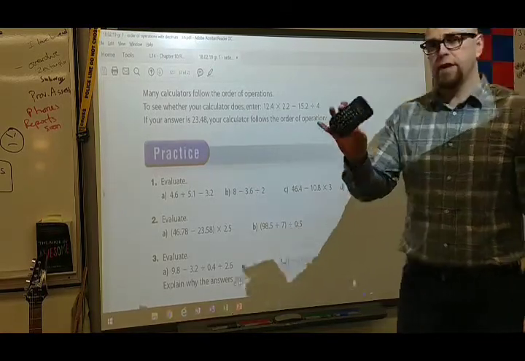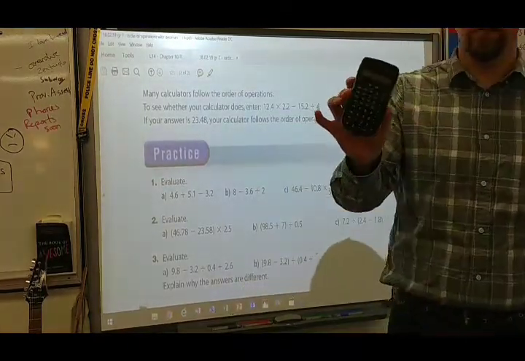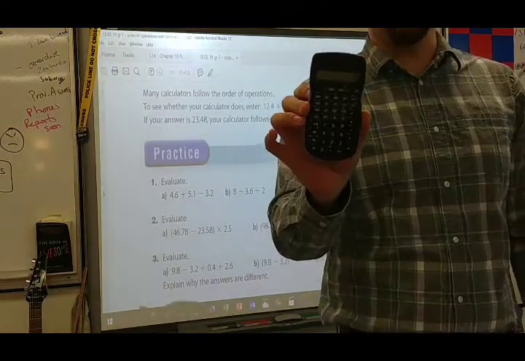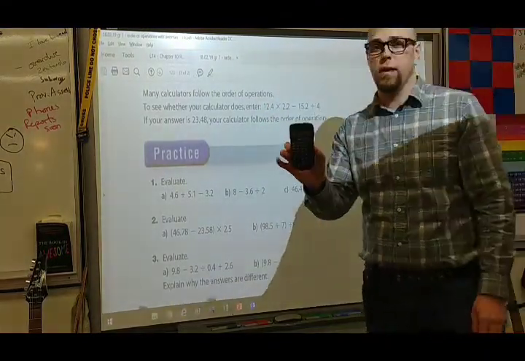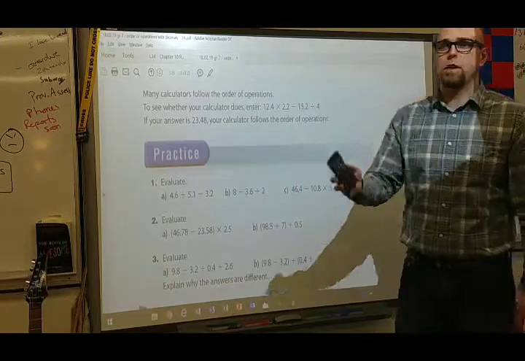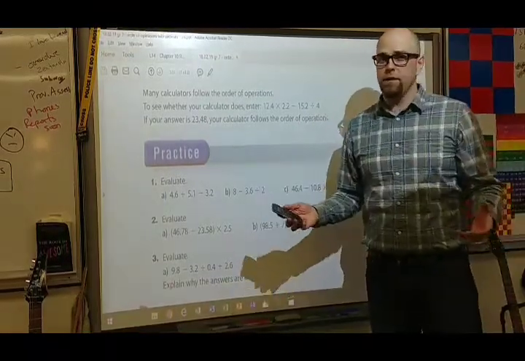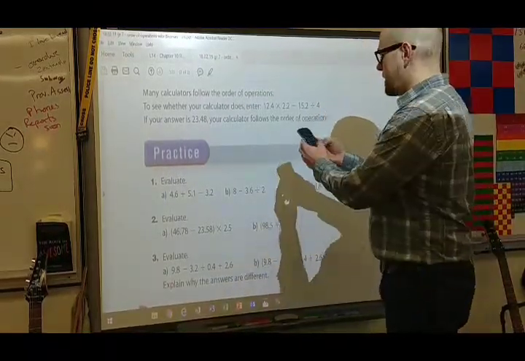Now, this is a very high-tech calculator. You can buy it for $3 at Dollarama. Oh, it's awesome. It is a piece of technological wonder, let me tell you. Just kidding, it's terrible, it's from Dollarama. I'm doubting it's going to do the order of operations. Let's test it.